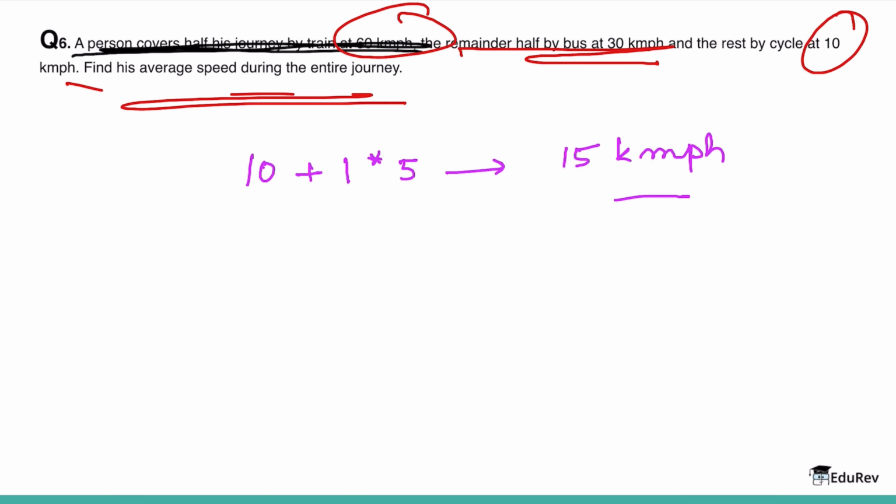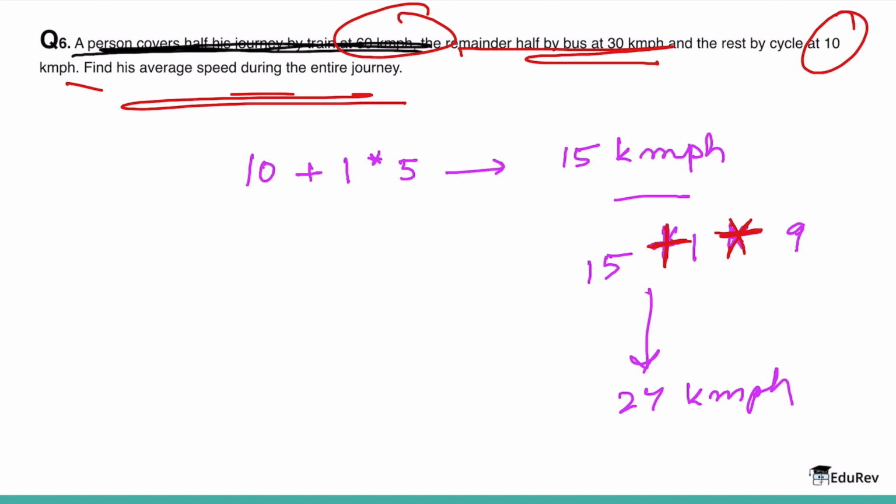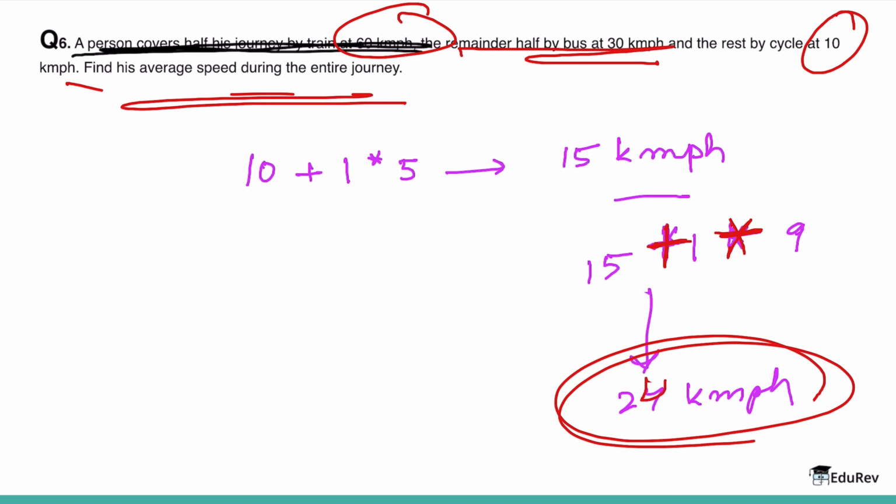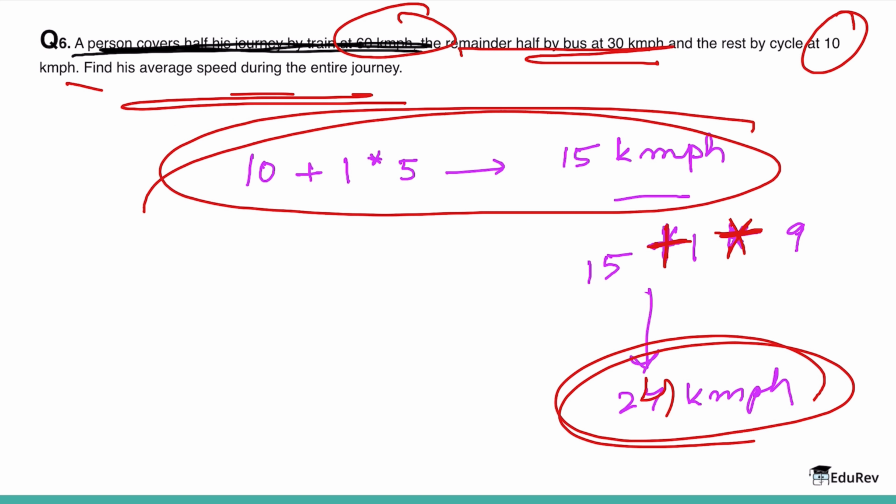Now we need to employ the same technique for the first part. The average is going to be 15 plus 1 times 9, which is 24 kilometers per hour. Here, this is addition and this is multiplication. So this is the answer I get at the end. Simply, I found the average speed of the second half of the journey using this formula, and then employed the same technique for the first part.